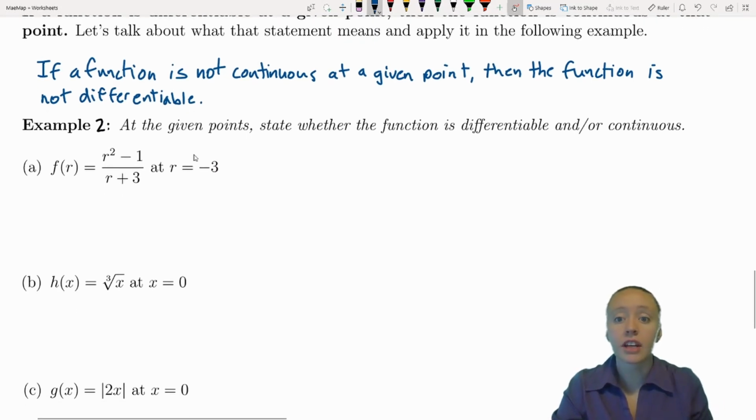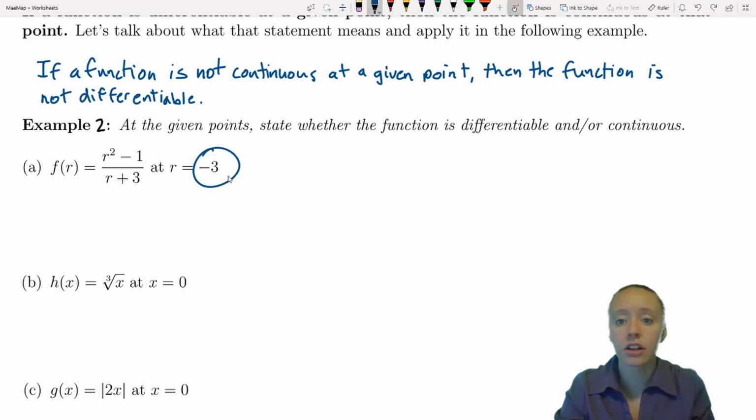So let's look at the given points below and state whether the function is differentiable and or continuous. So looking at A, we have some function f of r, where our function is r squared minus 1 over r plus 3. And we're trying to figure out if it's differentiable and or continuous at r equals -3. Well, plugging in -3 for r, what happens to our function? Are we continuous at that point r equals -3? No, we're not, because when we plug in -3, our function is undefined and not continuous.